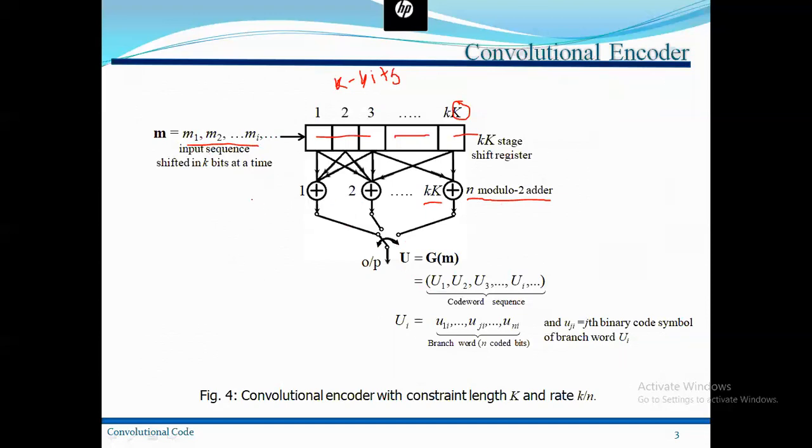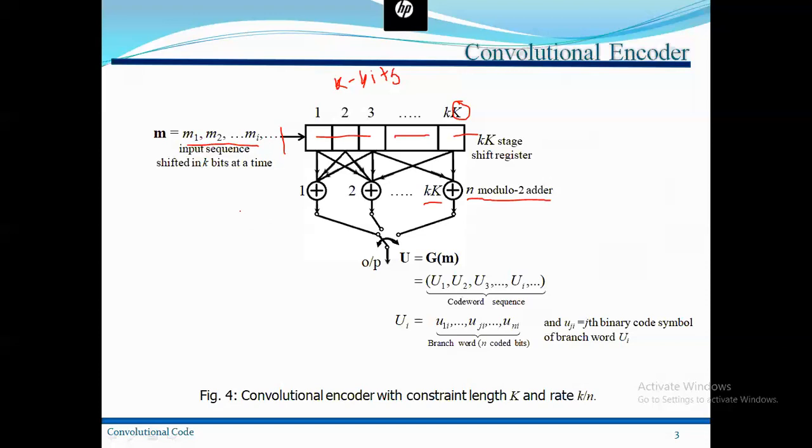Here we cannot truncate the message because it's an ongoing bit stream and it keeps on moving into the shift registers. So we cannot truncate it, but to determine the code rate, we need to truncate the input message bit stream somewhere to find the code rate.